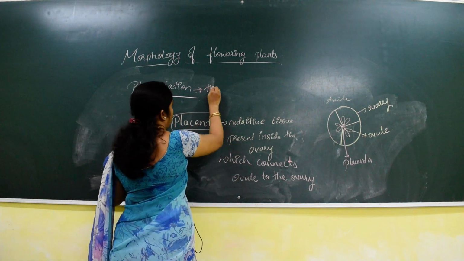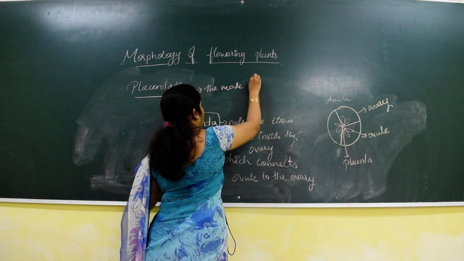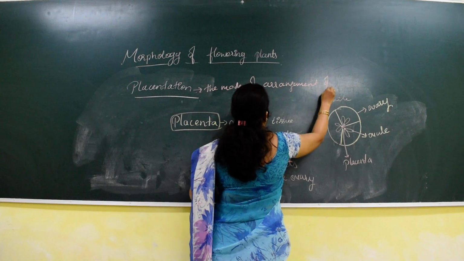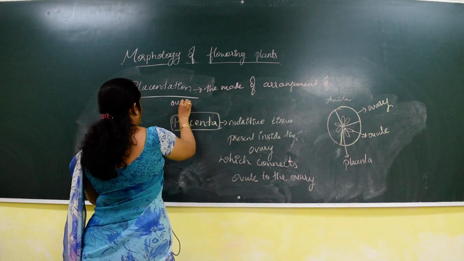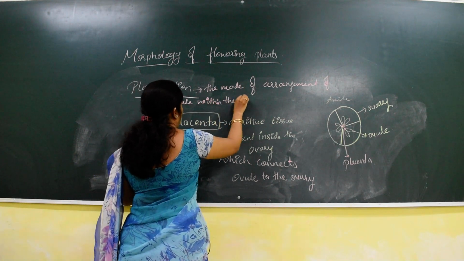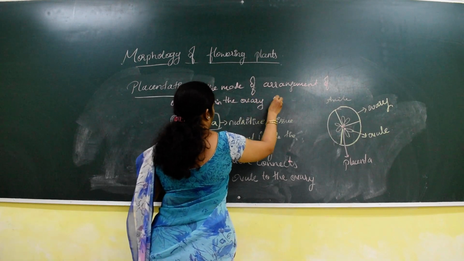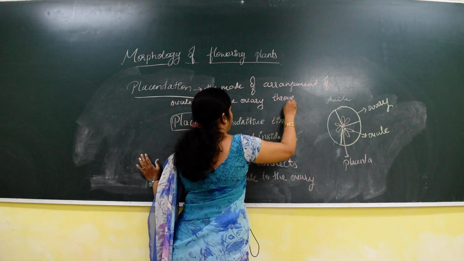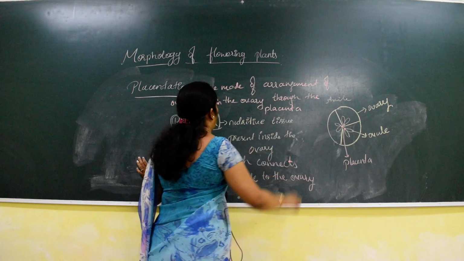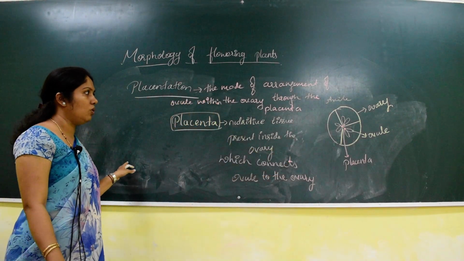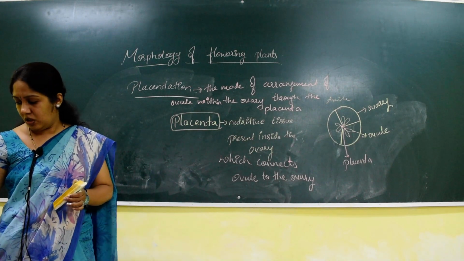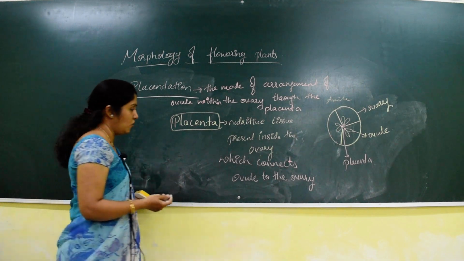What is placentation? The mode of arrangement of ovule within the ovary through the placenta. The mode of arrangement of ovule within the ovary through the placenta is called as placentation. So now majority of them, they don't know what is ovary, what is ovule.